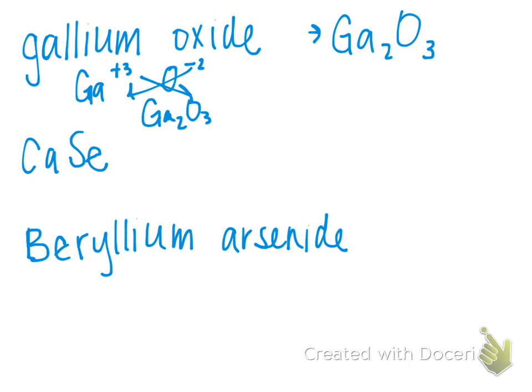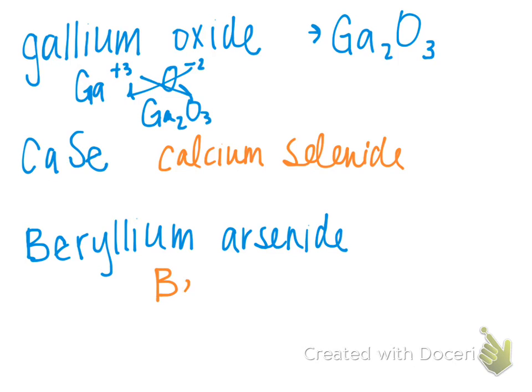Yeah, Brogan, what'd you have? Calcium selenide. Perfect. Right, easy enough writing the name, right? Last one, beryllium arsenide. Ann, what'd you have? Be3As2. Agreed, right? Everyone have that same thing?